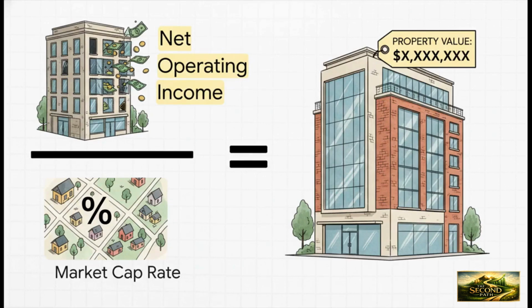You just rearrange the formula. Property value equals the NOI divided by the going market cap rate. This isn't just a party trick. This is the primary way that big commercial buildings are valued. Their price is literally determined by the income they spin off.